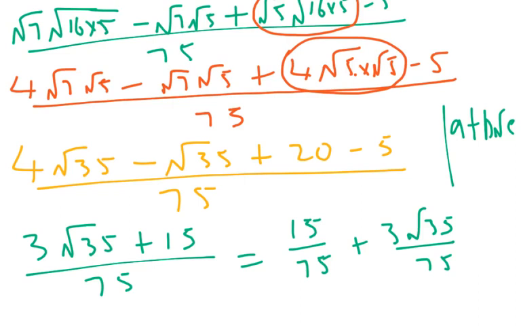And I can clean that up a little bit. 15 goes into 75. I think it goes in 5 times, doesn't it? Yeah, so it's going to be 1 over 5 plus, and 3 over 75 is 1 over 25 by root 35. Okay, so this is written in the form of a plus b root c, where a and b and c are all integers, okay, or rational numbers, not integers, rational numbers.